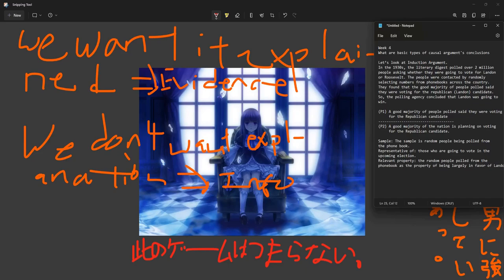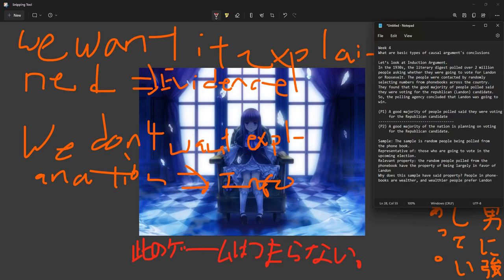Random people from the phone book have, I can't spell, apparently, the property of being largely in favor of Landon. Okay? And then finally, why does this sample have said property? Well, you see, people in phone books are wealthier, and wealthier people prefer Landon.